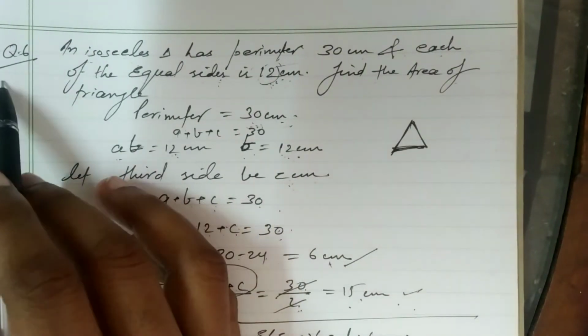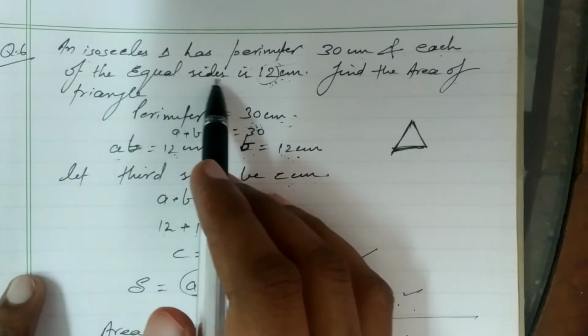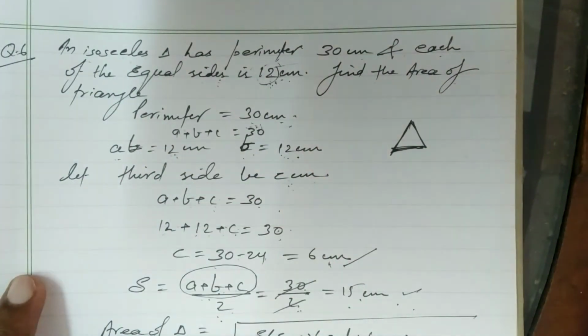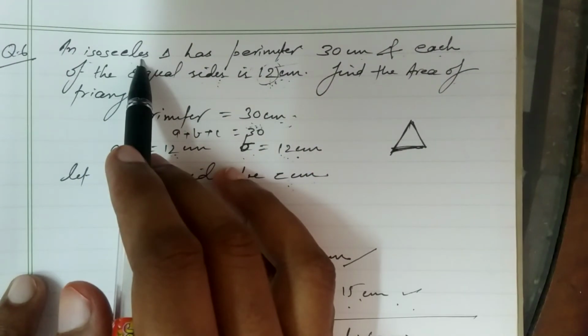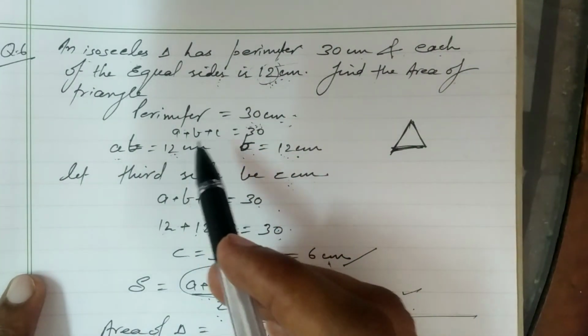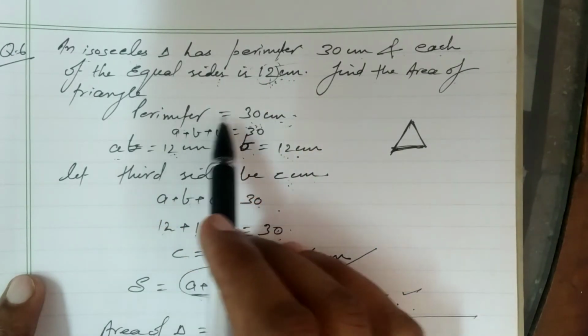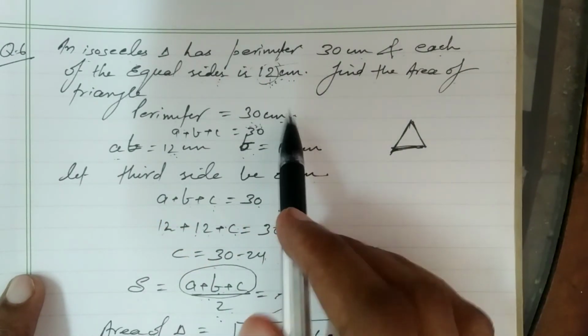Question number 6. An isosceles triangle has perimeter 30 centimeter and each of equal sides is 12 centimeter. Find the area of triangle. Here you remember this is an isosceles triangle, so two sides of triangle will be equal, and each equal side is given 12 centimeter. So write down here perimeter equal to 30 centimeter, which is given in the question.